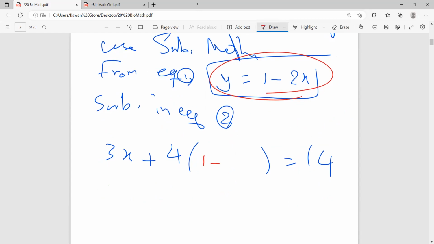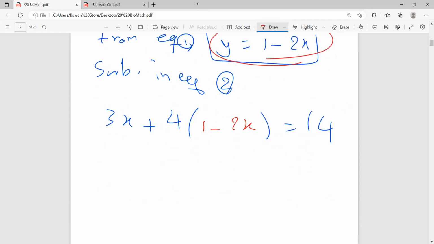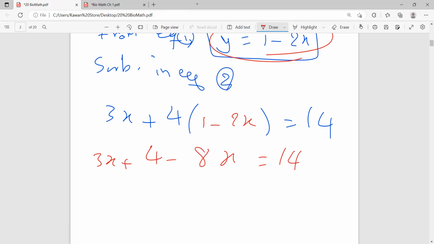So 1 minus 2x. Understood why? Because we substituted there. Then we are going to solve 3x plus... Then we have 4 minus 8x equal to 14. Understood here? Now I have one equation with one variable, which is x, linear in x. So it's easy to find.